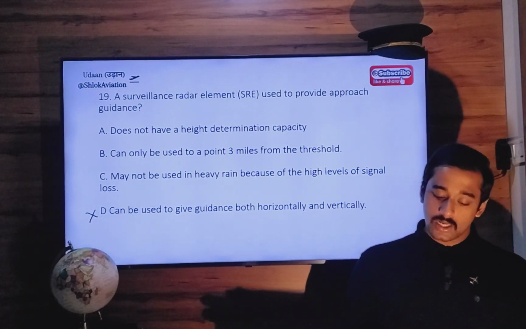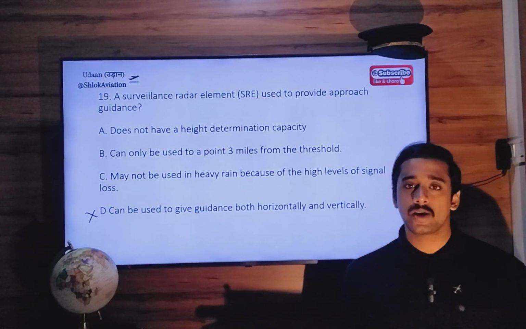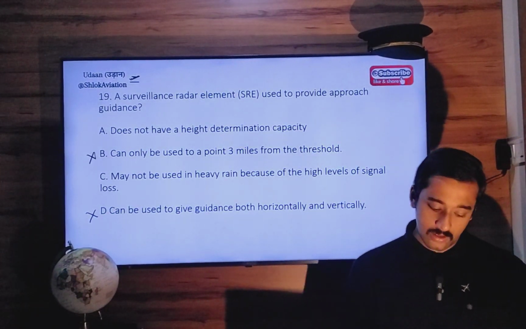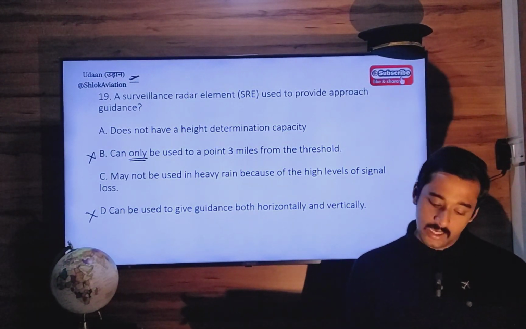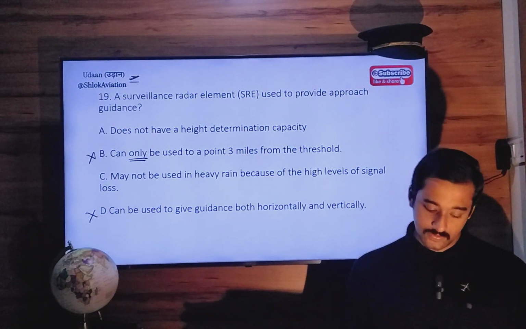Surveillance radar approach terminates 2 nautical miles from the threshold, or sometimes 0.5 to 1 nautical mile also. So Bravo is wrong because of this word "only". May not be used in heavy rain because of high levels of signal loss.